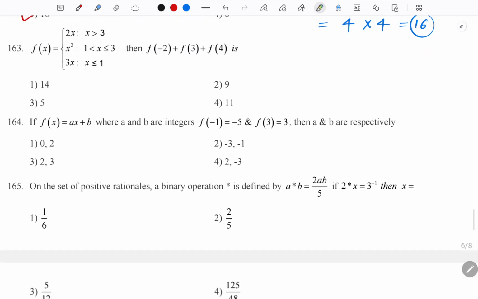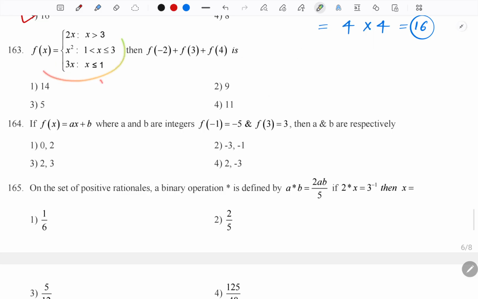They gave one piecewise continuous function. They are asking what is f of minus 2 plus f of 3 plus f of 4. First, where will it take f of minus 2 values? It will take here. So this is the possible function. Where will it take 3? Here it will take. So it is possible. Next, 4. It will take 4. Here it will take 3 more. So it is possible.